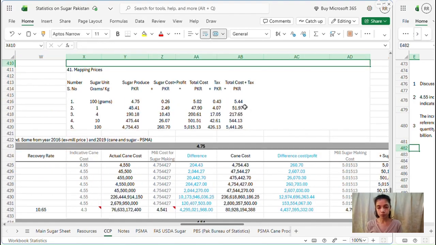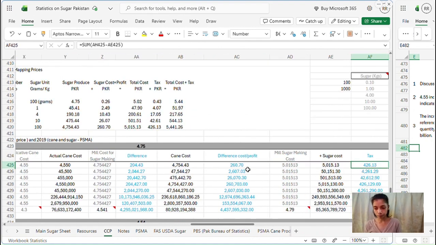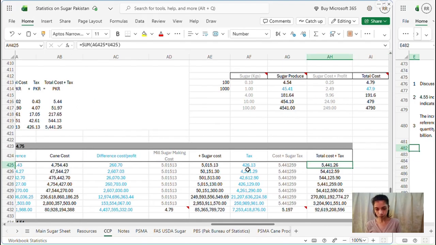See, 5.44. So this was the total cost, 5.02, in which we added the tax amount 0.43, and we got the 5.44, that is the per kg cane cost with addition of sugar making cost and tax cost. So that is the per kg cane cost with addition of sugar cost, profit, and the tax cost. So that makes 5.44. And when we multiply this amount directly with the 1000 kg of sugar cane, we are going to get this amount here.